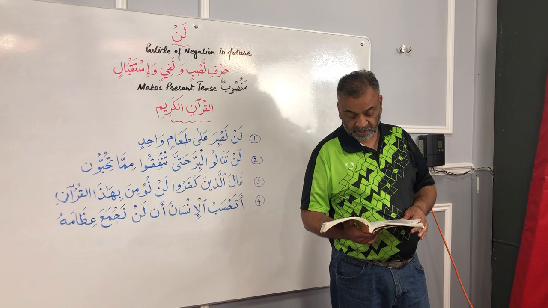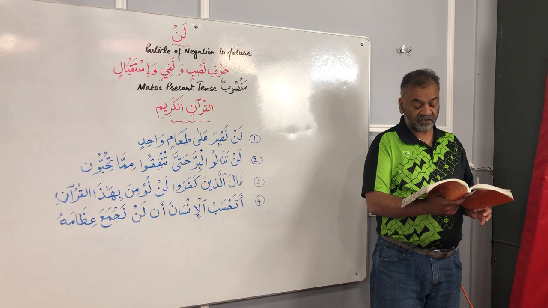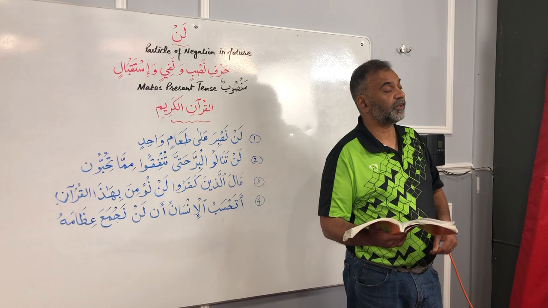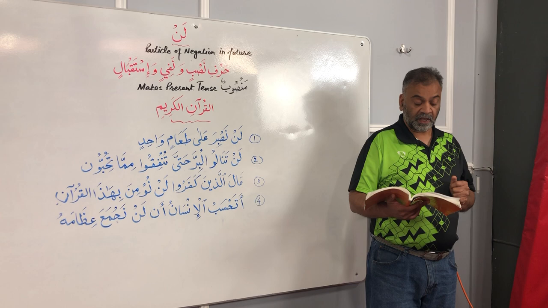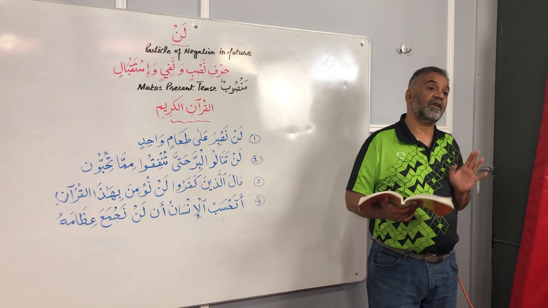Number three: ayazhabu zamla'uka ilal muthafi ghadan ya Ali. Did your friends go to the muthaf, which is a museum, yesterday, O Ali? And he said no. Lan yazhabu. No, they did not go ilal muthafi, to the museum.